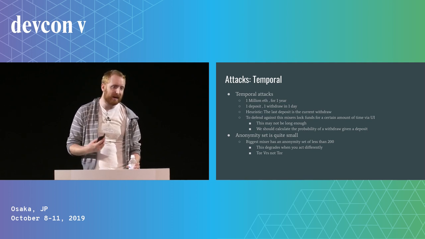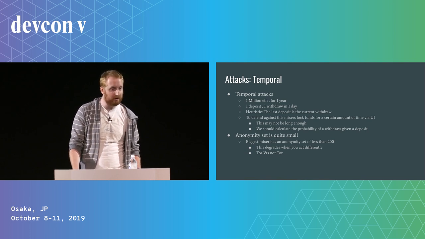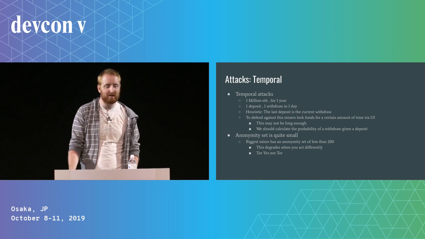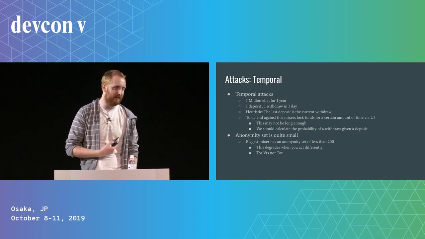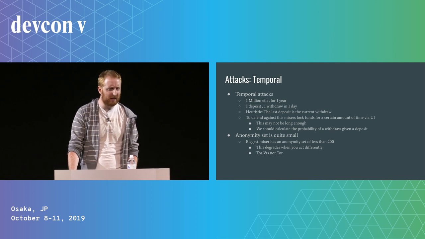And then the third problem is that the anonymity set is quite small. The current most popular mixer has about 200 deposits. At the time that I made the slides, I'm not sure how many it is now. But this is an anonymity set of 200, and it's not my idea of a good level of anonymity to say I'm one of 200. I think that's a higher standard. So we need to be careful about the privacy guarantees that we tell people about when we discuss these systems.